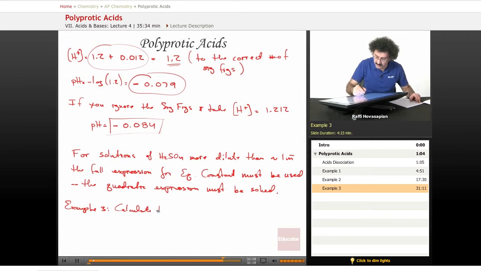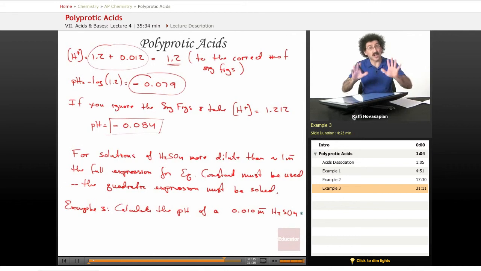Calculate the pH of a 0.010 molar H2SO4. So this is pretty dilute, 0.01 molar, a lot less than 1. So we can't ignore the second dissociation. Okay, so let's take a look at what we have.